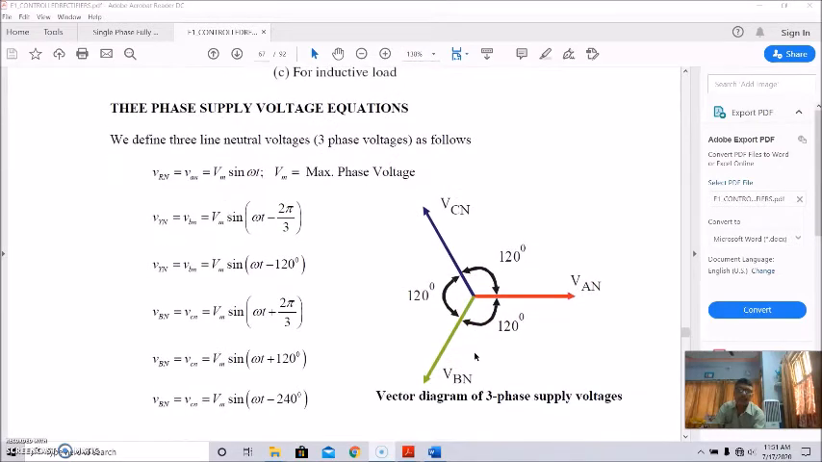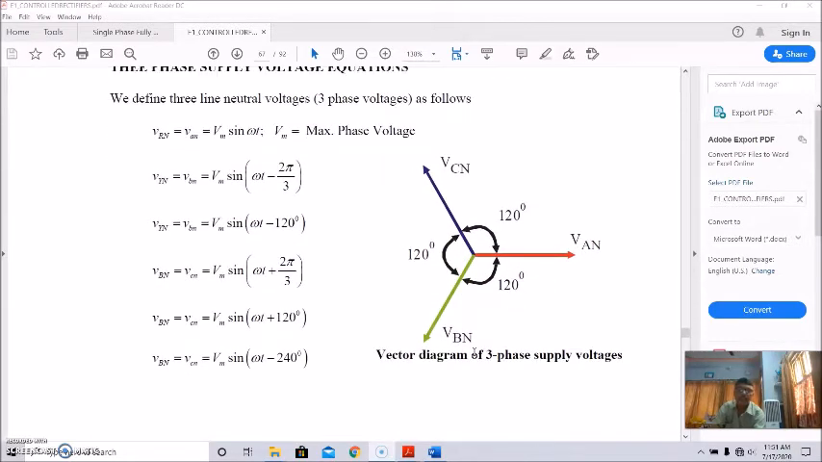Basically, we define the three-phase line to neutral voltages. That is like this. So this is the vector diagram of the three-phase supply voltage. So this is neutral. If this is A, this is B, and this is C. So this is the voltage of the A phase with neutral, this is VBN for B phase, and this is C phase. And each phase has a phase difference of 120 degrees.